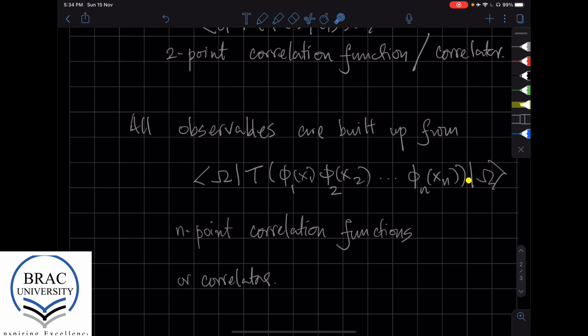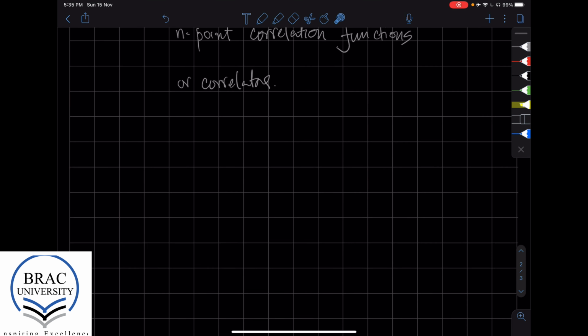Of course, notice that these are numbers, these are functions, these are not operators. So these are all operators. Of course, the time-ordered product of operators is also an operator, but we are sandwiching it between the vacuum. So therefore, this is an expectation value or an average. Therefore, this is a function. So we could have written this as a function f of x1, x2, dot dot, xn, which are the arguments of the fields.